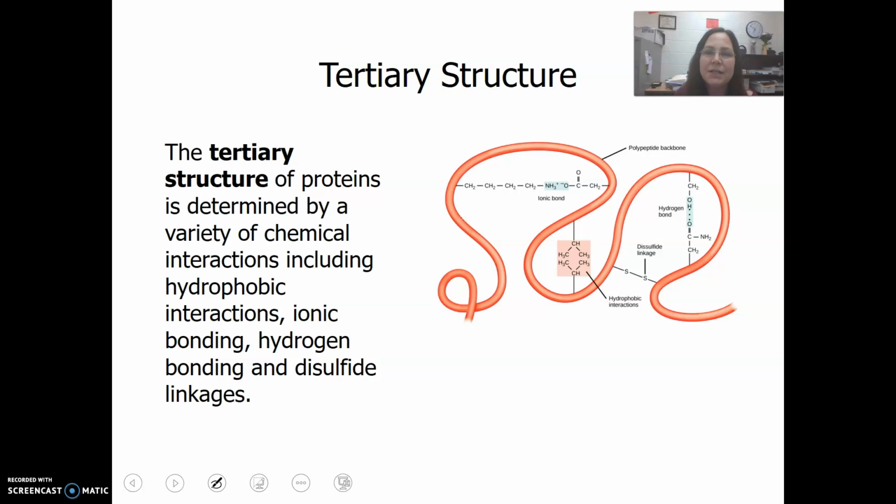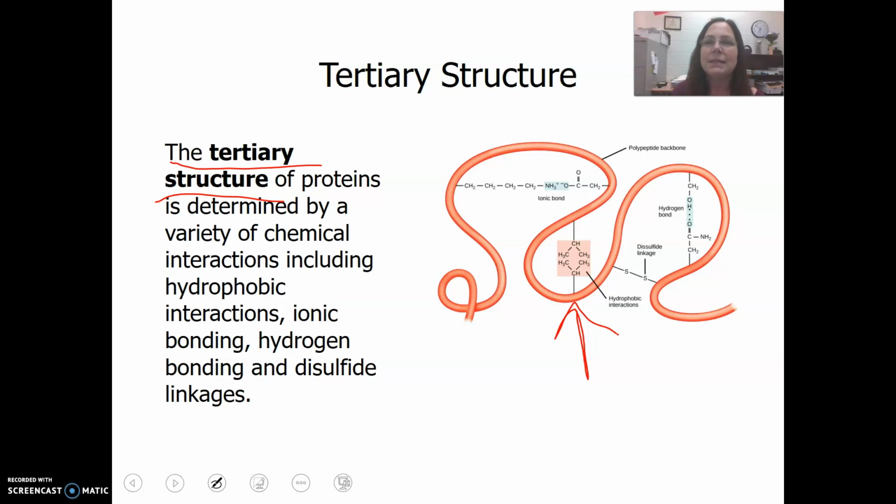And the tertiary structure is the three-dimensional structure, the final three-dimensional structure of the protein. So if you look at this red wavy line that you see, that can either be the alpha helix or the beta pleated sheet arranged into that particular three-dimensional structure.